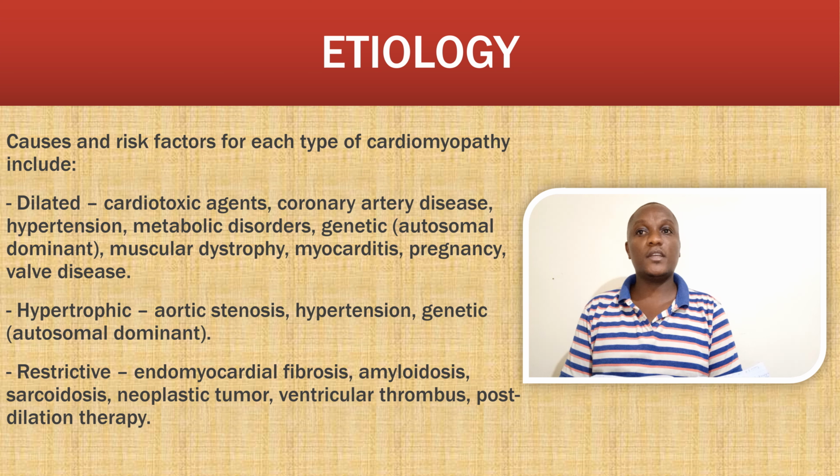In hypertrophic cardiomyopathy, the causes can be aortic stenosis, hypertension, and genetic. And remember, it is autosomal dominant. Restrictive cardiomyopathy can be caused by endomyocardial fibrosis, amyloidosis, sarcoidosis, neoplastic tumor, ventricular thrombus, and post-dilation therapy.